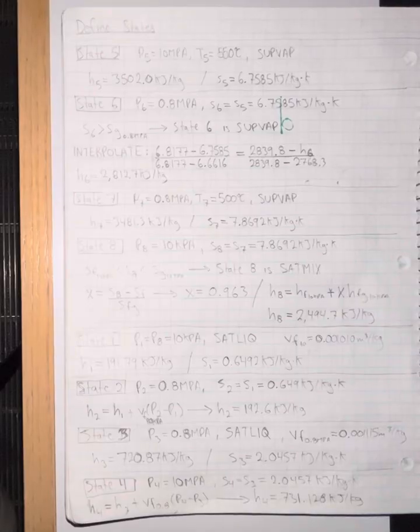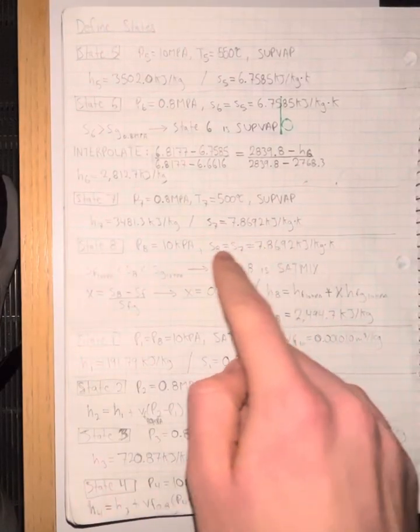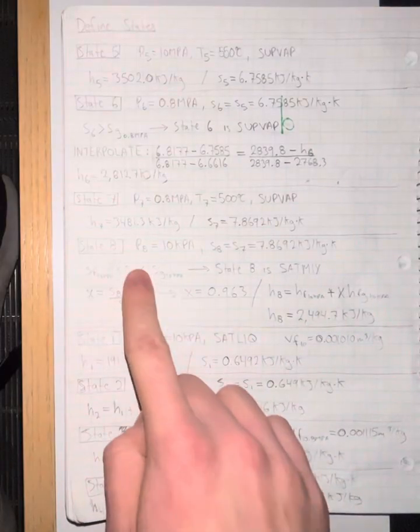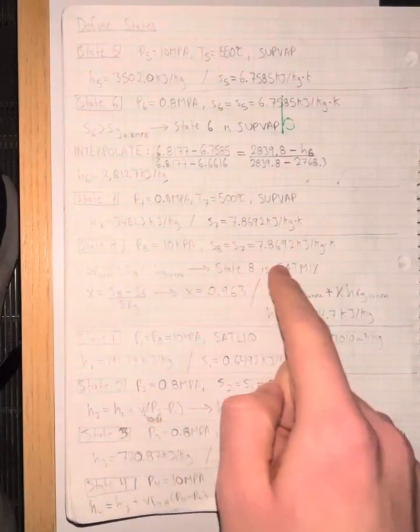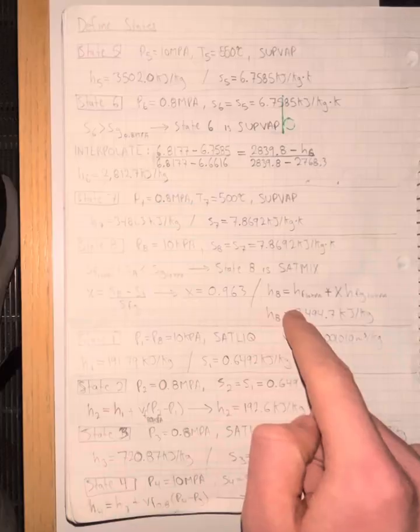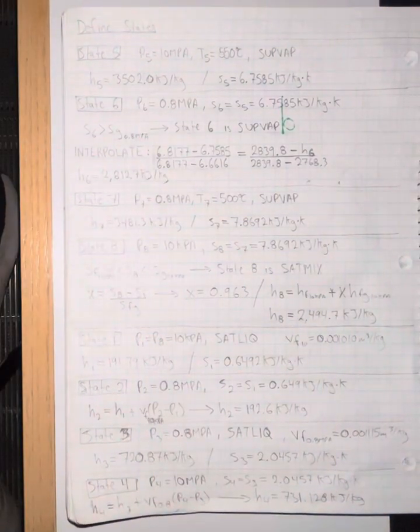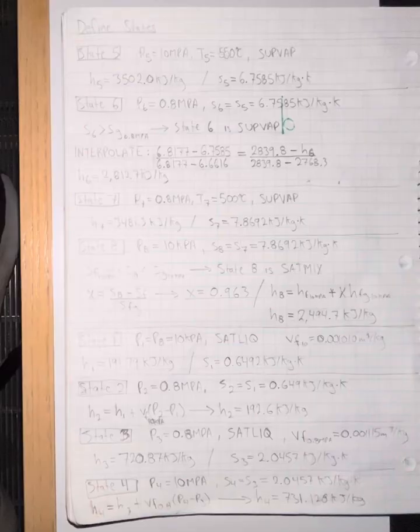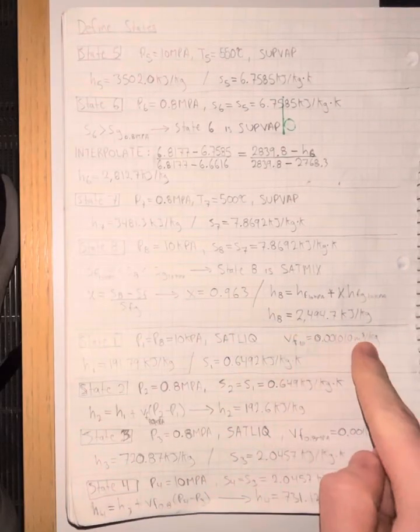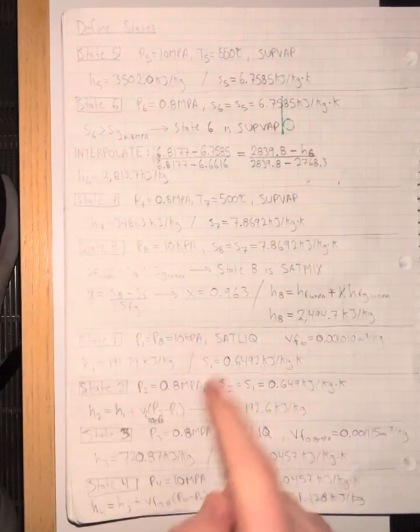State 8, this is before the condenser. Again, it's an isentropic process, isentropic expansion. We find that it's between SF and SG at that pressure, so it's a saturated mixture. Find X, use X to find H8. Then after, we know that it's a saturated liquid as it leaves before it goes in the pump. We take note of the VF because we need it for later. We find the H1, the S1 from table lookup.